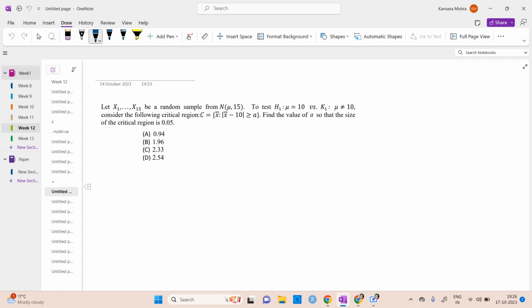Okay. So we will move to the next question, which is: X1, X2 up to X15 be a random sample from N(mu, 15), and we need to test mu equal to 10.